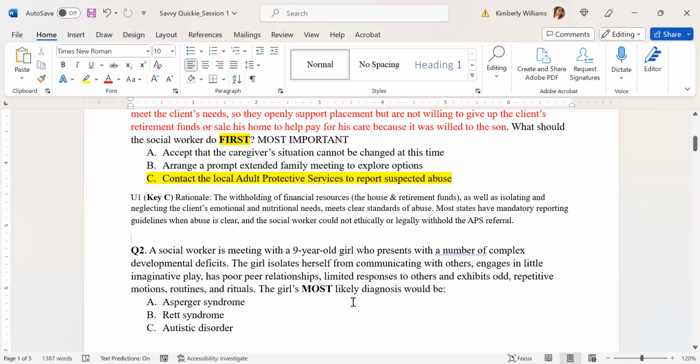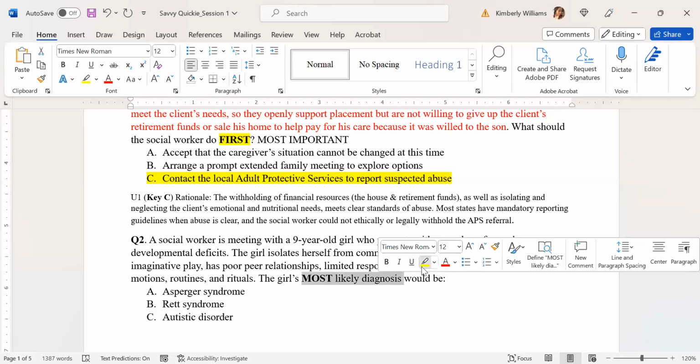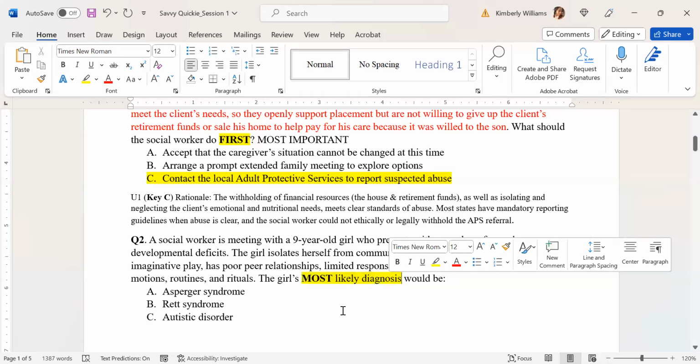A social worker is meeting with a 9-year-old girl who presents with a number of complex developmental deficits. The girl isolates herself from communicating with others, engages in little imaginative play, has poor peer relationships, limited responses to others, and exhibits odd, repetitive motions, routines, and rituals. The girl's most likely diagnosis would be... all right, so basically, out the gate, this is the Unit 2 question.